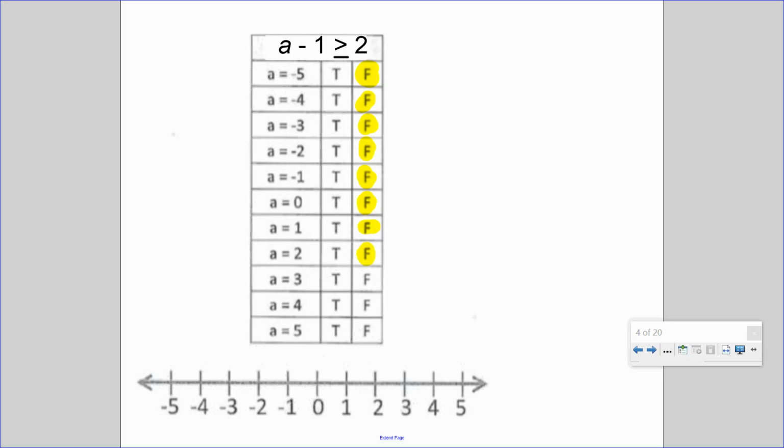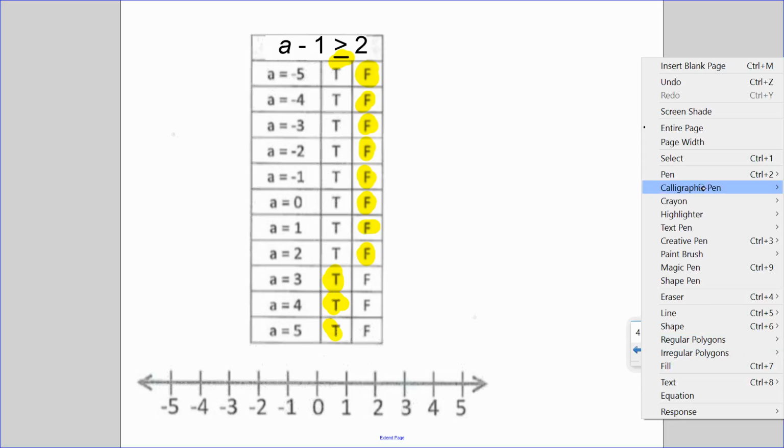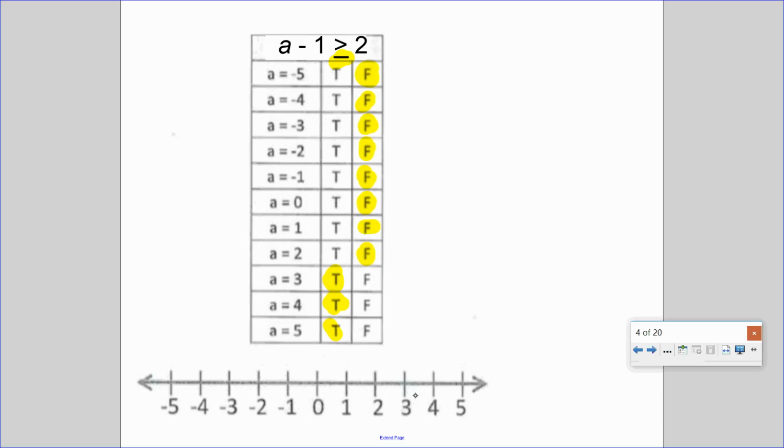3 minus 1 is 2. Is it greater or equal to 2? That's true. 4 minus 1 is 3, which is greater than 2. True and true. So let's scratch out what we need to scratch out. So we know 3, 4, 5 I circle, and all of these are false.